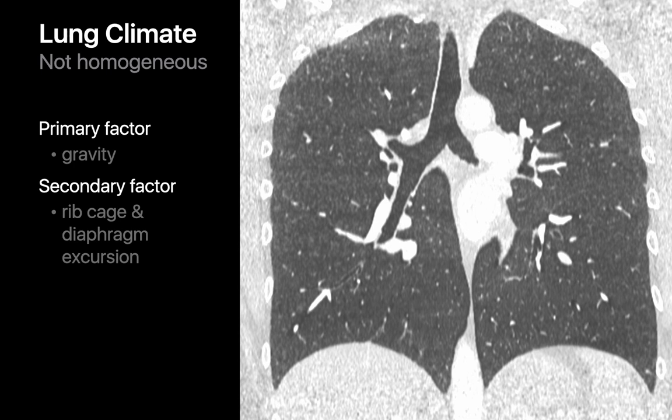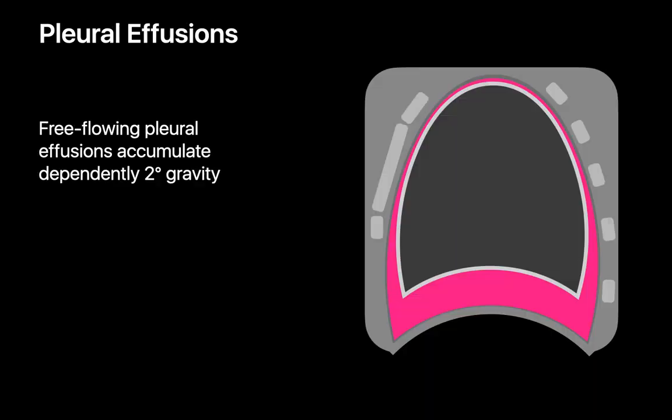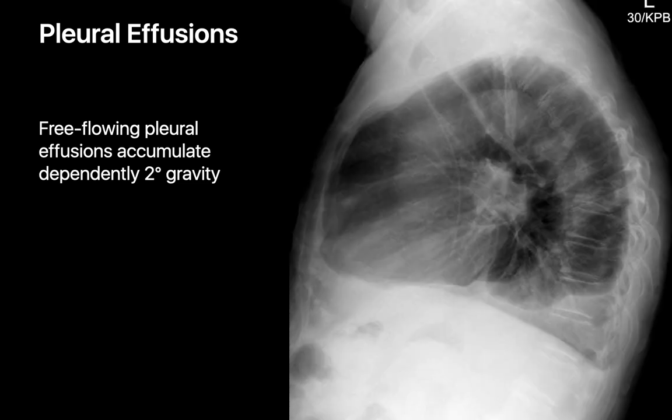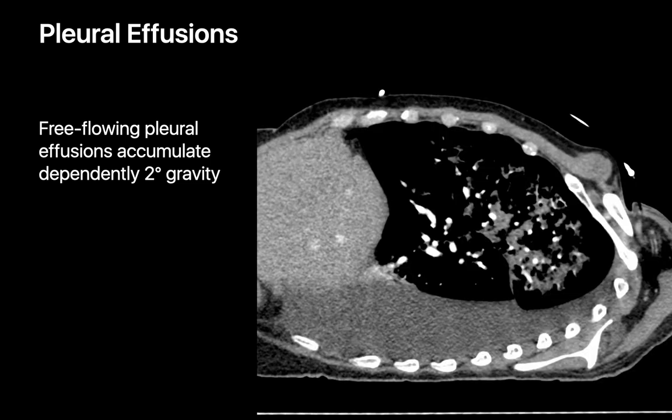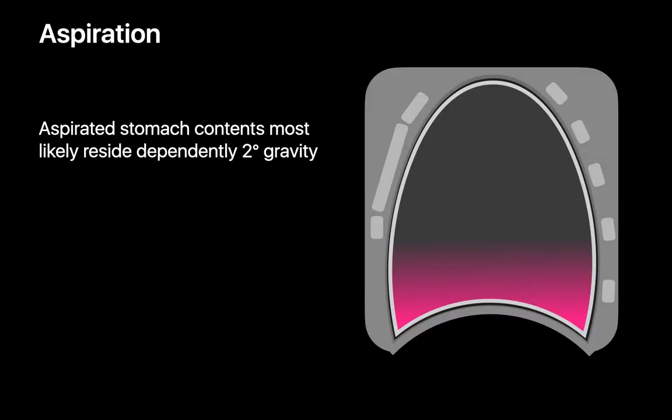The direct effects of gravity are well known in two common pulmonary disorders. Gravity is the direct reason why free-flowing pleural effusions accumulate inferiorly in upright patients and posteriorly in supine patients. Gravity is the direct reason why aspiration generally occurs inferiorly in upright patients and postural inferiorly or posteriorly in recumbent patients.